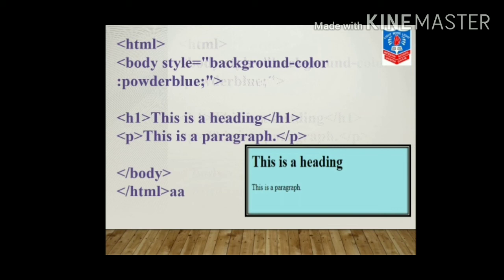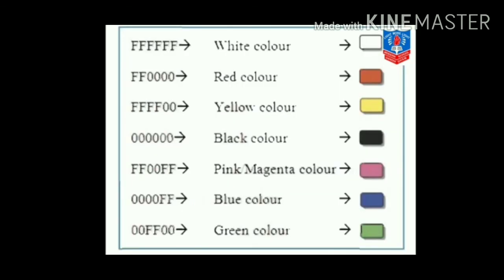You can put the name of the background color. Understood, children? As in the example on your screen, I have given powder blue. The color of the background is powder blue. So the output you can see in that black color border is blue color. Understood, children?